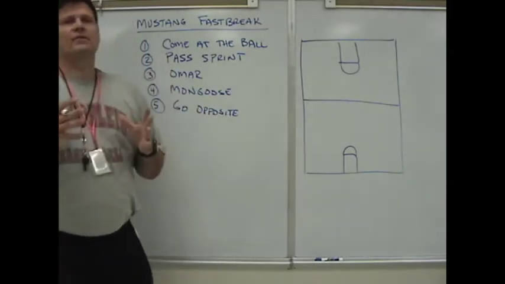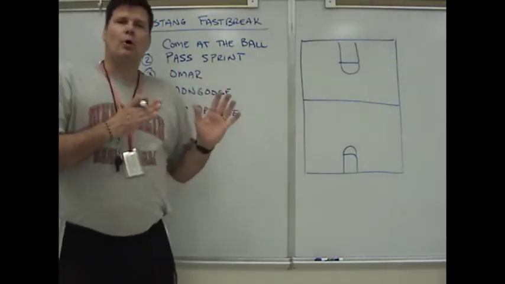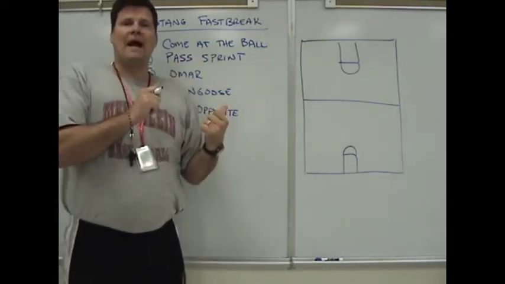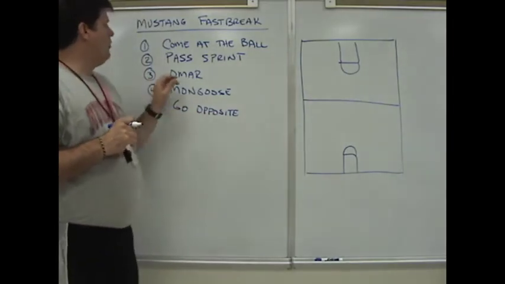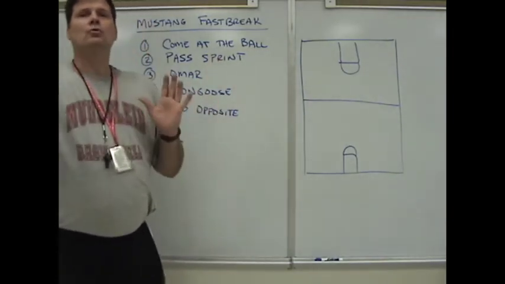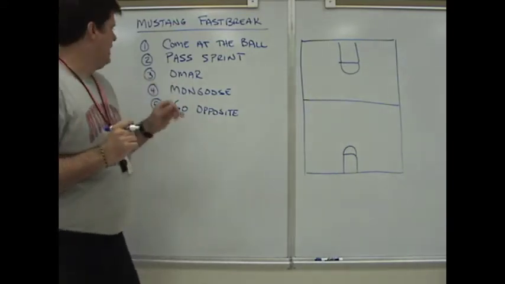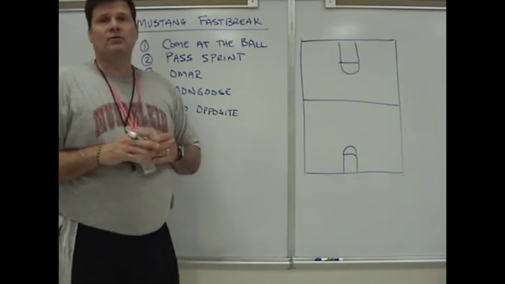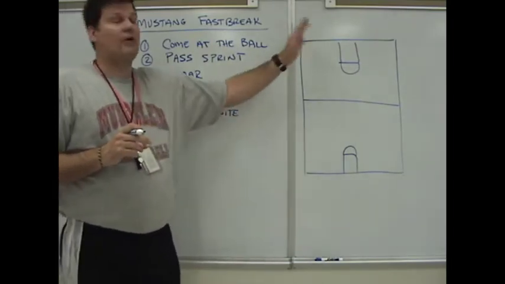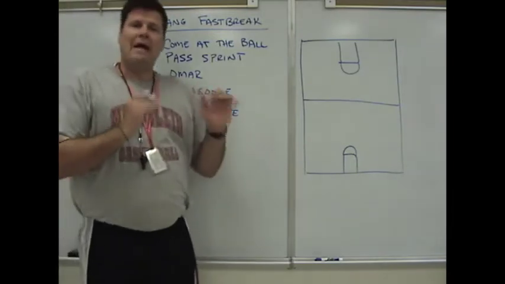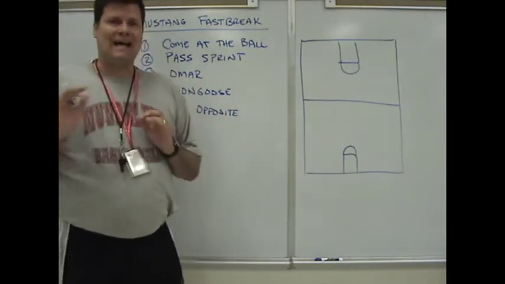The pass sprint is nothing more than moving the ball forward to our basket instead of trying to move the ball backwards in retreat. The Omar is a special word that we use for a guy who beats the defense down the floor. Mongoose is a term that we use for outletting a ball to an outlet man, whether it's on a rebound or a ball taken out of bounds. And go opposite is the rebounder passing it, and going opposite is pass, not following it.